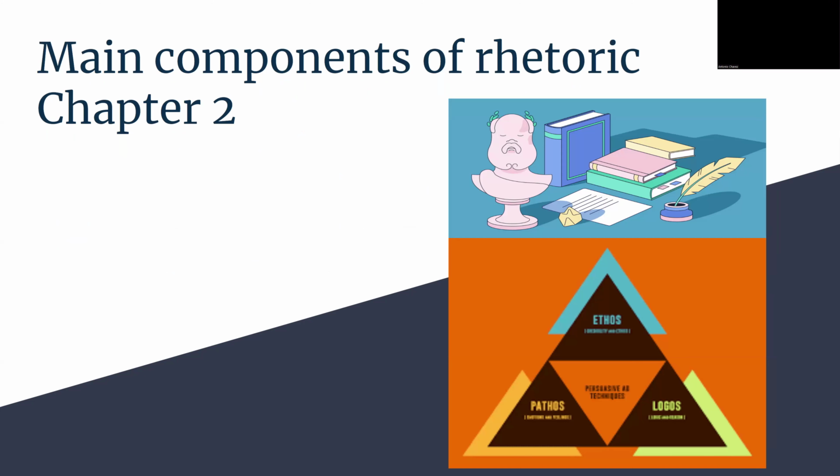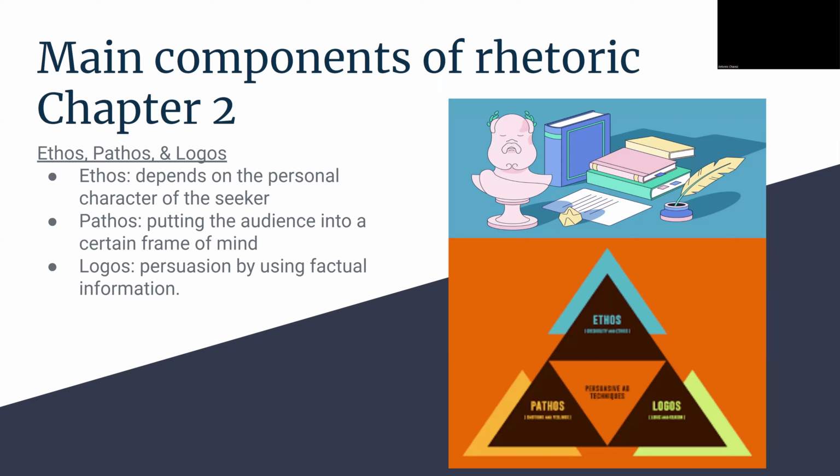Main components of rhetoric, chapter 2. Ethos, pathos, and logos. Ethos depends on the personal character of the speaker. Pathos is putting the audience into a certain frame of mind, and logos is persuasion by using factual information.